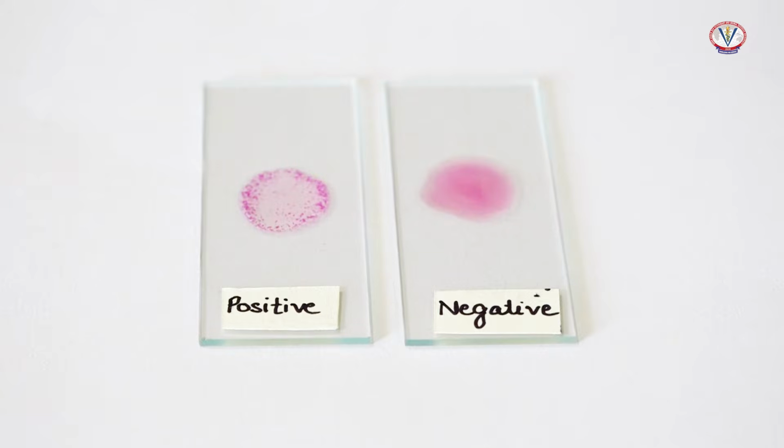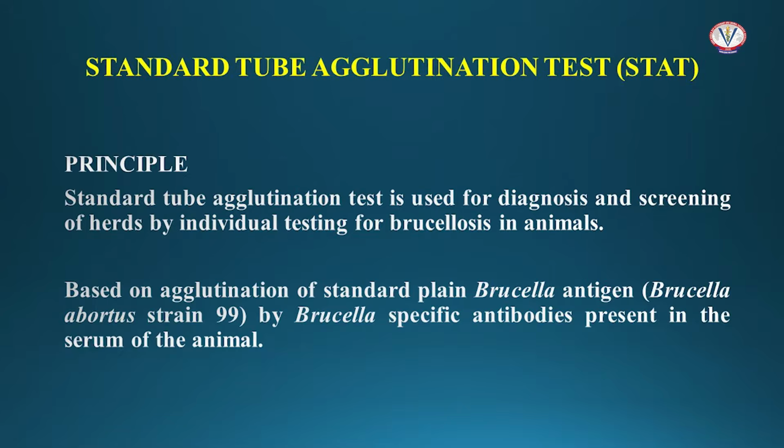Any visible reaction in the form of agglutination or large clump of cells is considered to be positive, whereas in case of negative, no agglutination reaction will be observed.